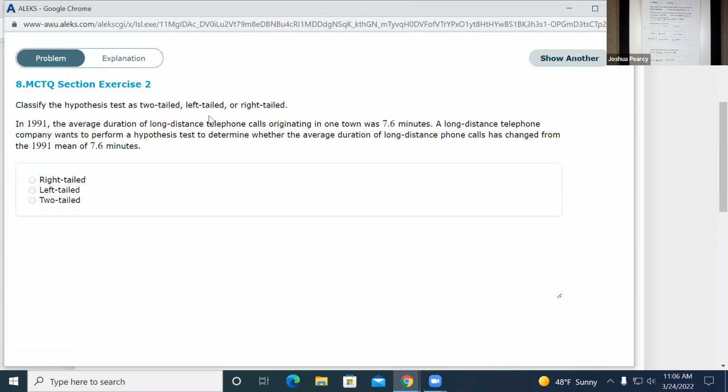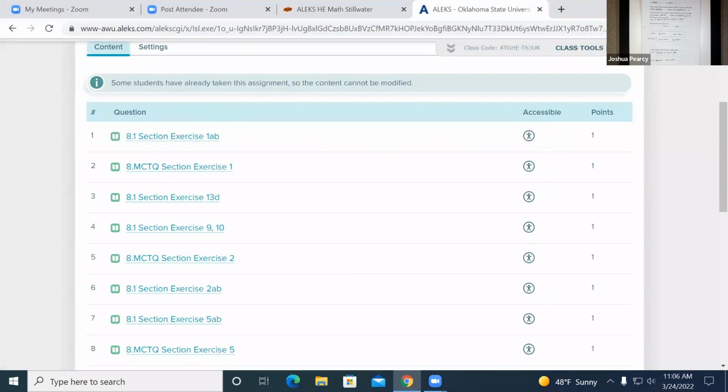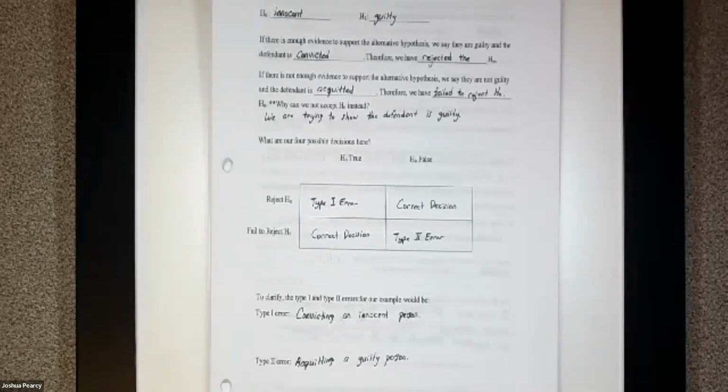Okay, I don't think we've talked about this yet, but you can probably guess. So in 1991, oh, it's basically the same thing. Okay, it's just asking what tail is it? You may not know this part yet. Yeah, it's two-tailed. If the alternative hypothesis is not equals to, it's a two-tailed test. If it's greater than, it's a right-tailed test. If it's less than, it's a left-tailed test. We'll talk about that here in a second. All right, let's go back to the notes. Turn this around again.